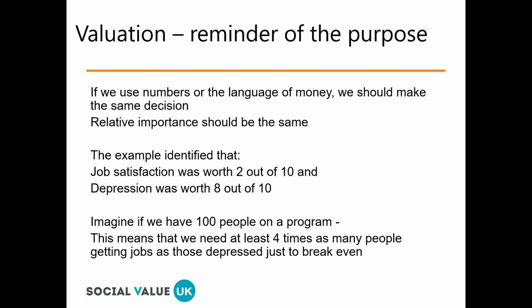If we had the language of money, if that was $2 and $8, we would still make the same decision. If that was $20 and $80, we would still make the same decision. The central importance of this is understanding the relative importance. The difference between outcome A and outcome B in this case is 4 times. That tells us that outcome B, depression in this case, is the most important change experienced by people, which in this case is a negative change.